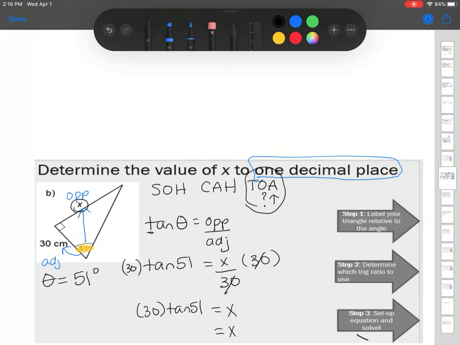So when I type in my calculator 30 times tan 51, I get 37.0469, blah, blah, blah. But that is not what we want to leave our answer in. So I'm going to write 37.0, one decimal place. You take a look at this one, and next to it is a 4. So that means we are going to keep it the same, round down, and that's our answer. Okay, so 37.0 centimeters. Similar to other questions, if it says centimeters in the side lengths, make sure that you put centimeters in your answer.